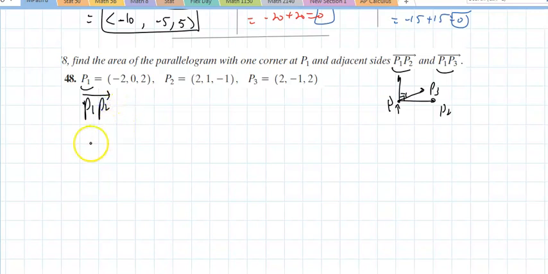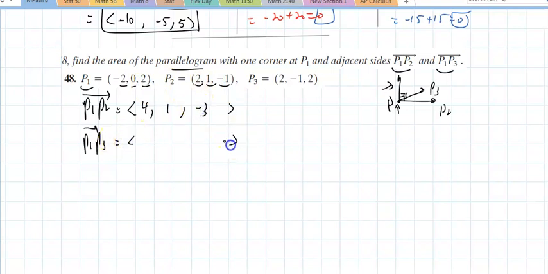So, this is the idea. If we find P1P2 and P1P3, and we cross the two, we're going to get this vector, and the magnitude of that will give us the area of the parallelogram. So, if I go for P1P2, that would be, let me see how that works, 2 minus 2, that's a 4. 1 minus 0 is 1, and negative 1 minus 2 is negative 3. And P1P3, that's a 4, and that's a negative 1, and that's a 2 minus a 2, that's a 0.